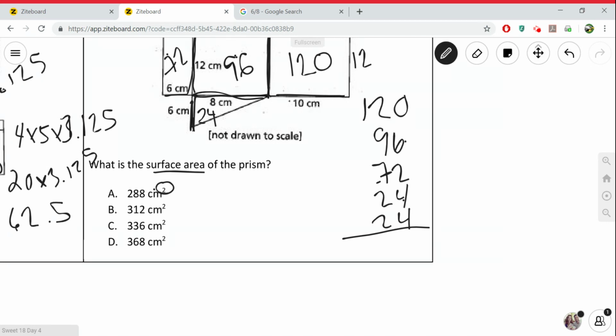So I've got 6 and 4 is 10, plus 4 plus 2 is 6, carry the 1. I've got 9 and 1 is 10, 7 and 2 is 19, 21, 22, 23. Carry the 2. So that's going to be 336 centimeters squared.